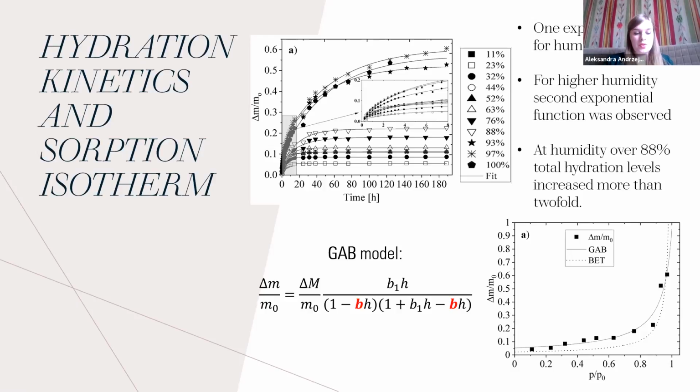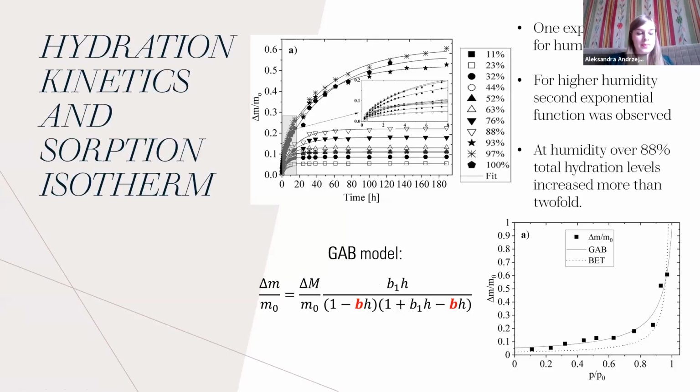For multi-layer sorption processes, two theoretical models are usually considered, BET and GAB. Both models are described by these parameters: delta M over M0, which is the mass of water saturating primary binding sites, 1 over B1, which is the number of unoccupied primary water binding sites at h = 1, and h as humidity.